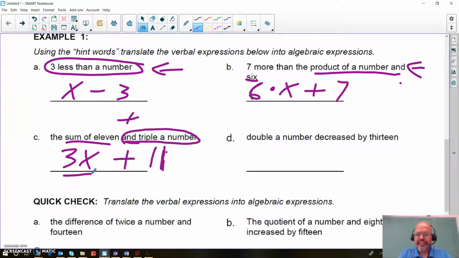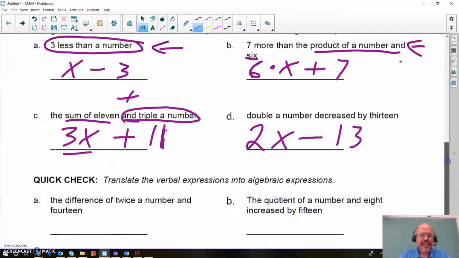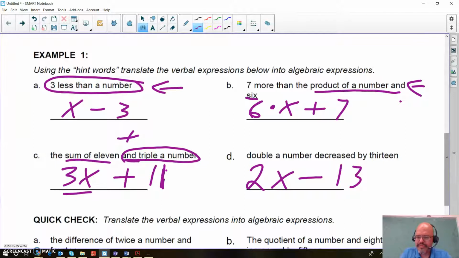Double a number decreased by 13. So you take this as it is. So 2 times x minus 13. And so that's where that one comes in. I'm not going to do the quick check. We're just going to move on. Okay, alrighty then.